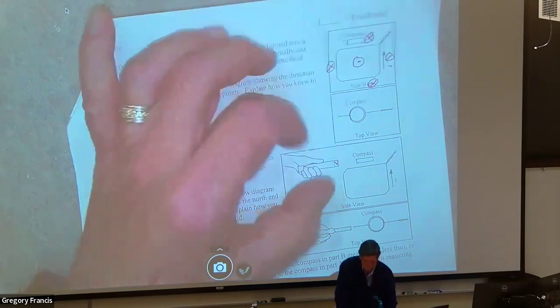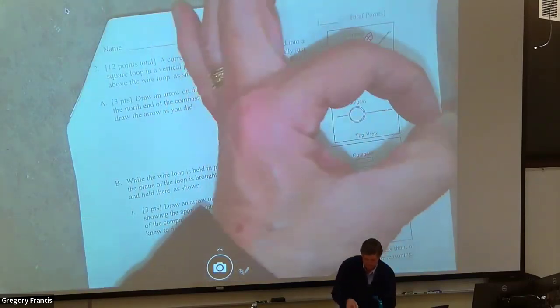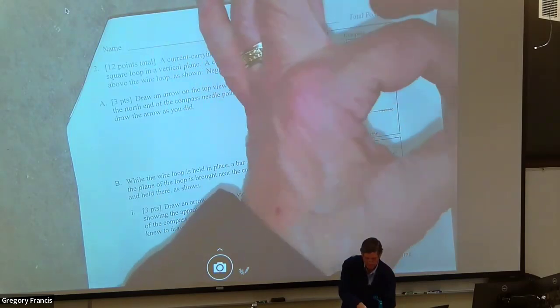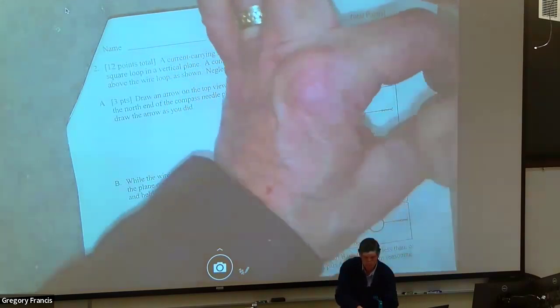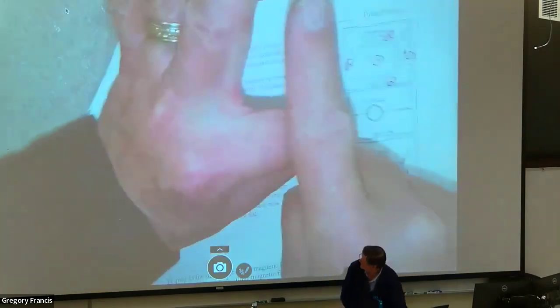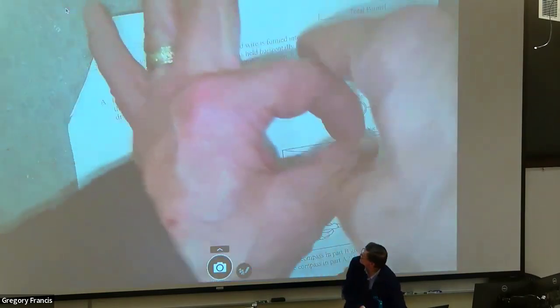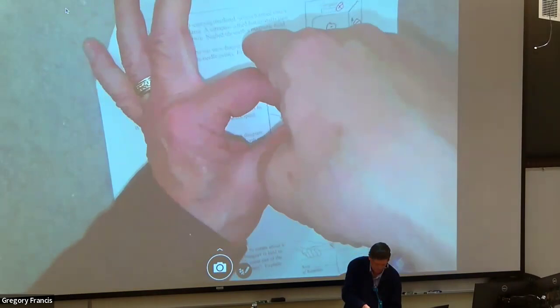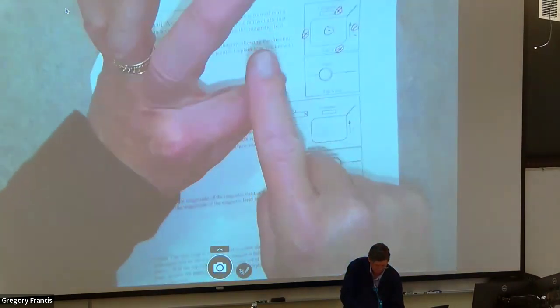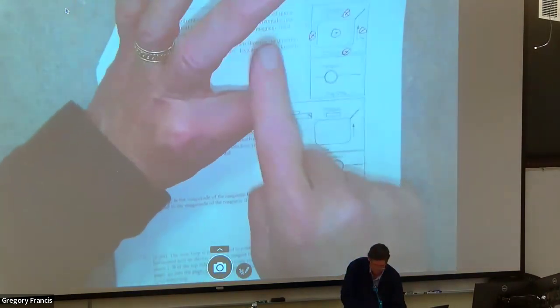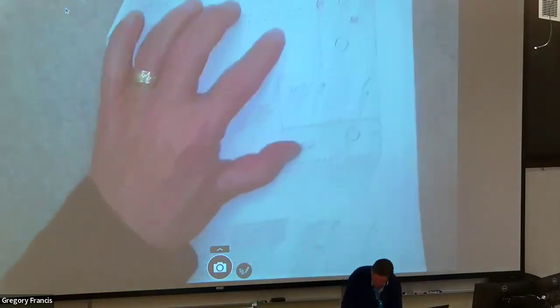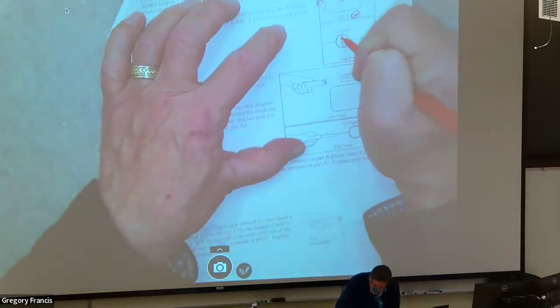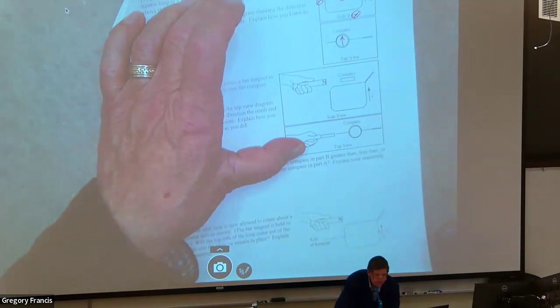Now, here's where you use your fingers again. Outside of the loop, it's going into the page. Okay. Outside of the loop, it's into the page. If I just rotate my finger there, it's going to be going this way. So the compass needle would point like that. We okay? Okay.